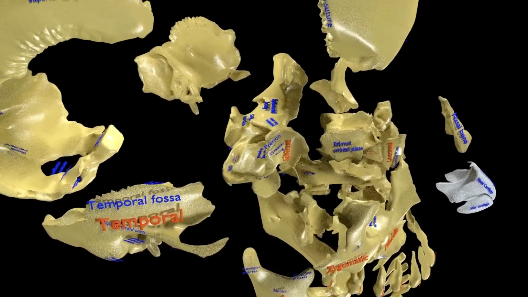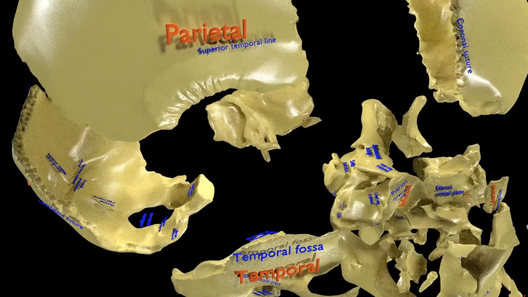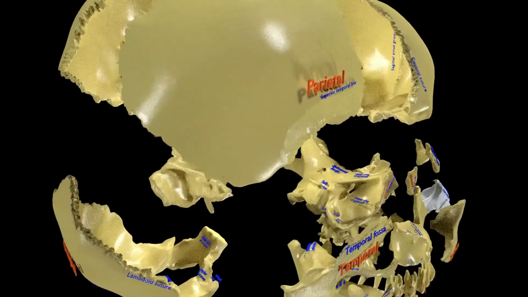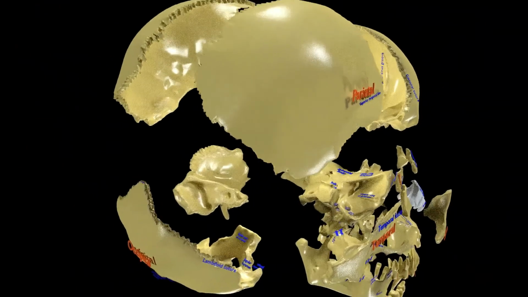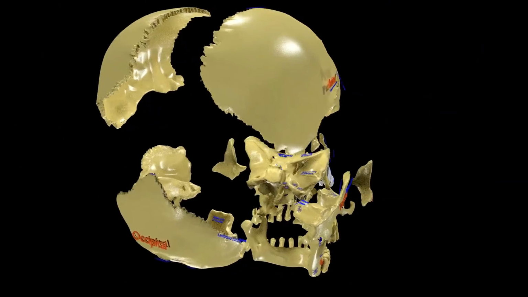Now we see the posterior view of the skull. In the posterior view, we visualize the parietal bone and occipital bone. The two parietal bones are joined by the sagittal suture, while the parietal and occipital bones are joined by the lambdoid suture.